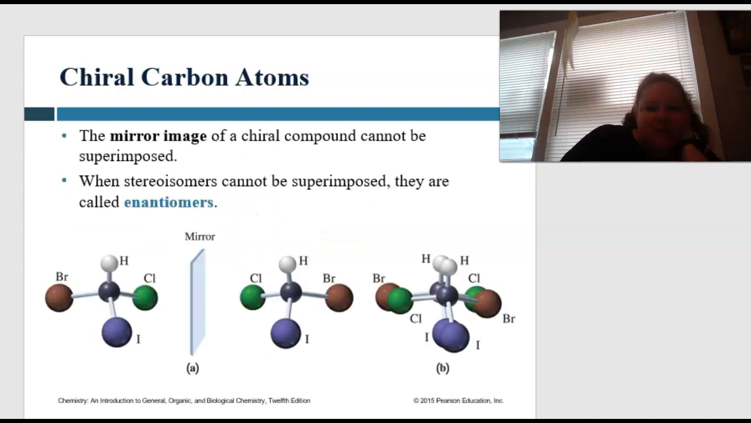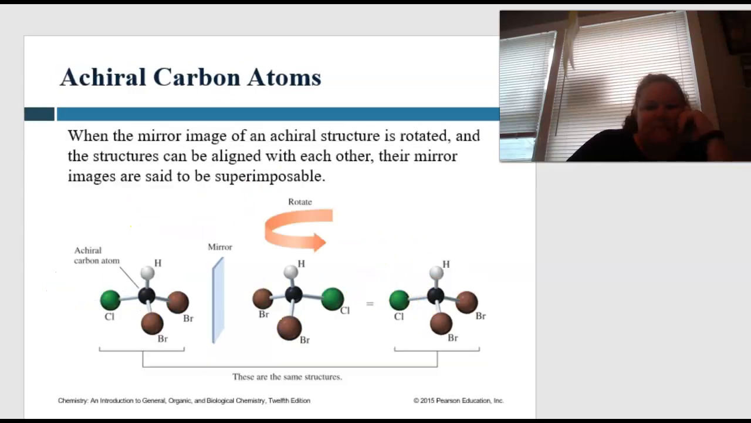Let's look at a picture of this. A mirror image of a chiral compound cannot be superimposed. When stereoisomers cannot be superimposed, they're called enantiomers. Here again we have a mirror. You can see that they look like they could be the same, but when you mirror them, they aren't. You can see that these two aren't laid on top of each other. So when the stereoisomers cannot be superimposed like this, they're called enantiomers.